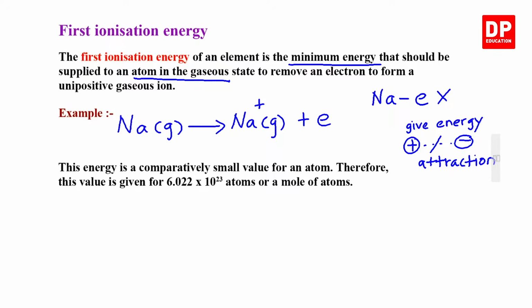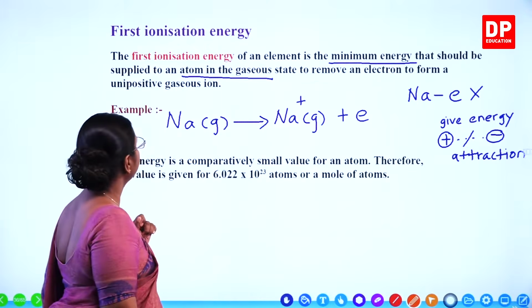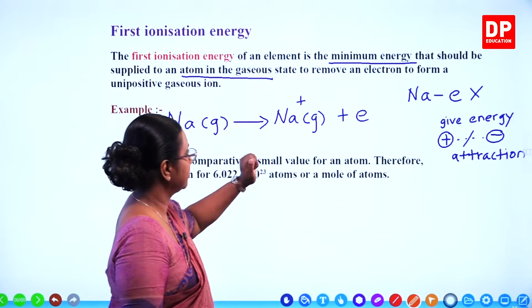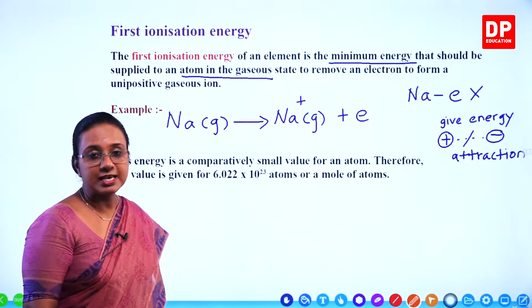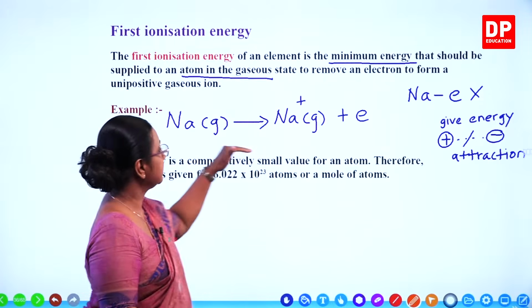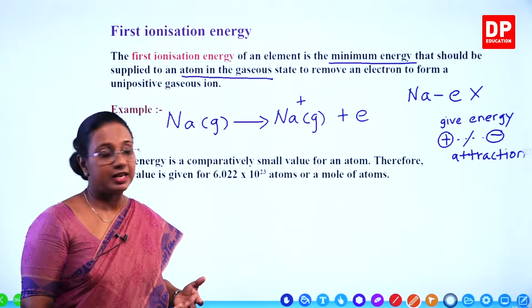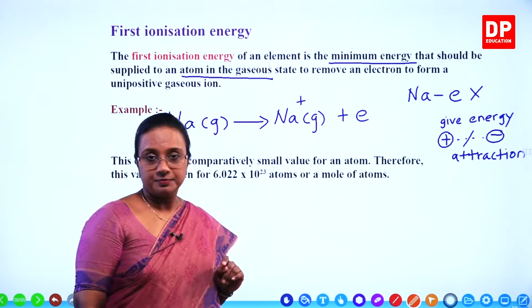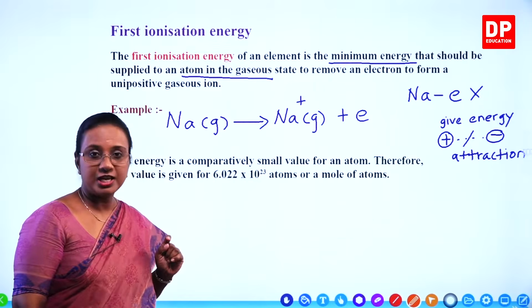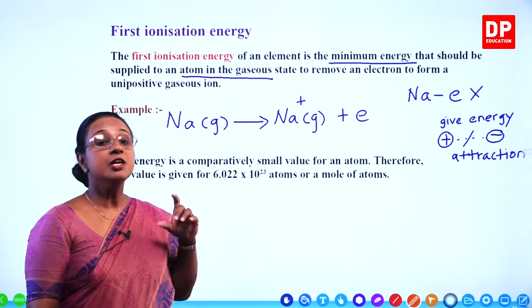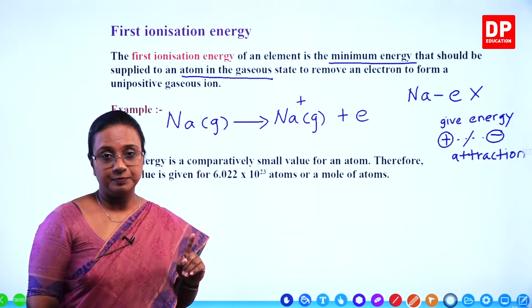That is why we say the first ionization energy is the minimum energy that should be supplied to an atom in the gaseous state to remove an electron to form a unipositive gaseous ion. And this is a simple equation to show the first ionization energy of sodium. And here the first ionization energy is a comparatively small value if we consider only one atom.